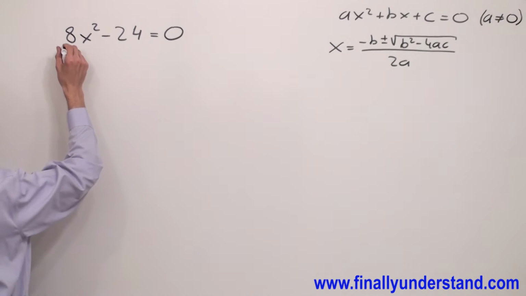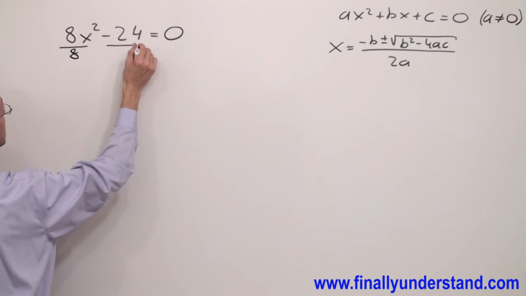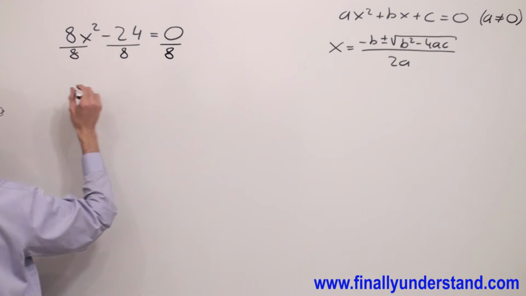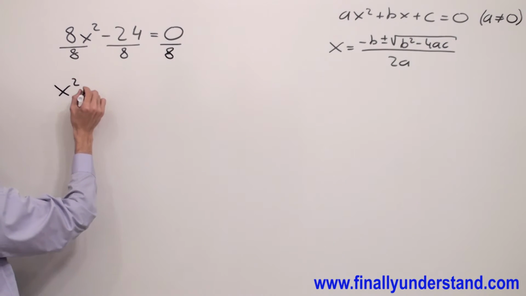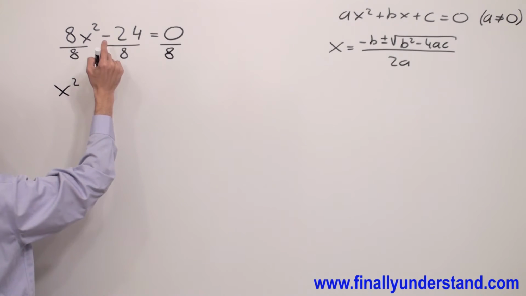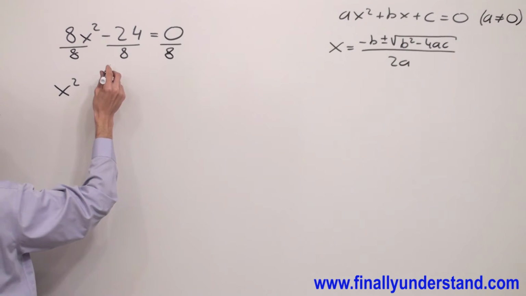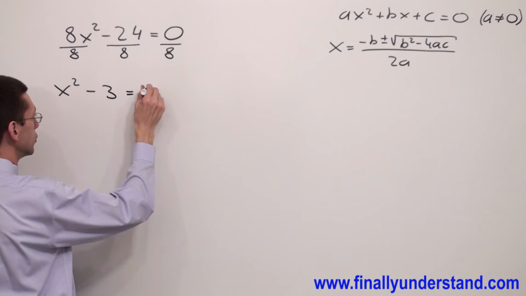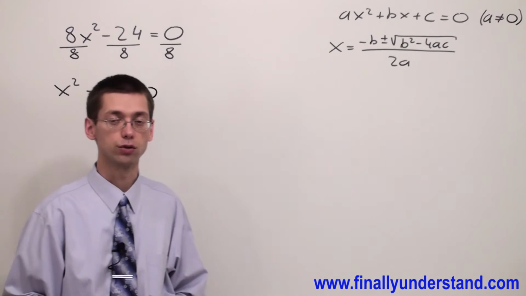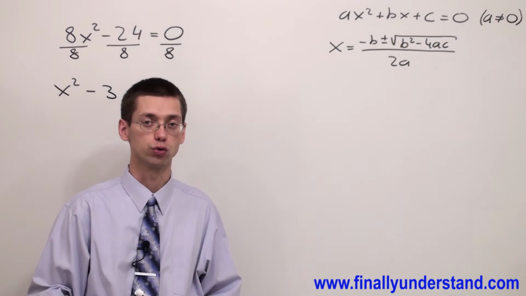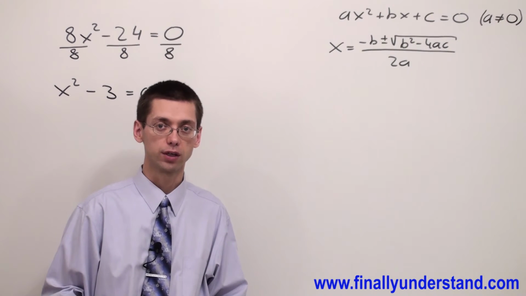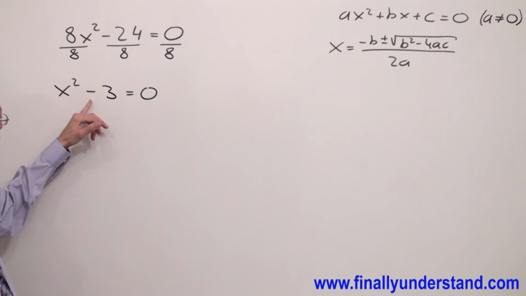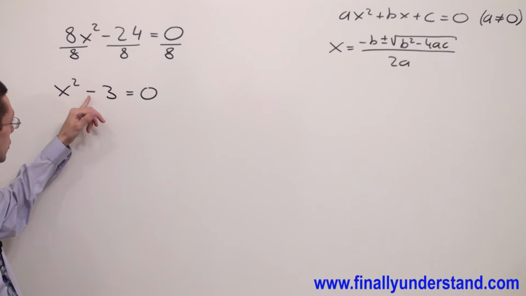So let's take a look at what I'm going to have. Divide by 8, negative 24 also divide by 8, and 0 divide by 8. And I'm going to have x squared, negative 24 divided by 8 is negative 3, equals 0. This equation looks very simple, but we are going to solve it by using the quadratic formula. Please notice that we do not have a first degree term in this equation.